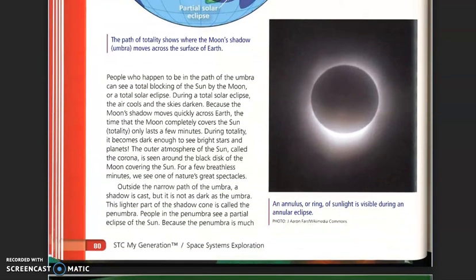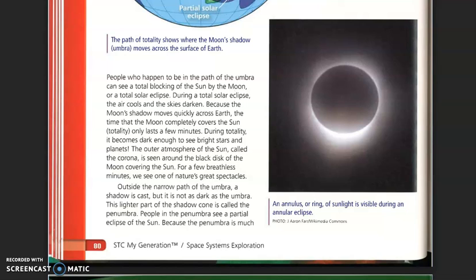People who happen to be in the path of the umbra can see a total blocking of the sun by the moon, or a total solar eclipse. During a total solar eclipse, the air cools and the skies darken. Because the moon's shadow moves quickly across Earth, the time that the moon completely covers the sun, or totality, only lasts a few minutes. During totality, it becomes dark enough to see bright stars and planets. The outer atmosphere of the sun, called the corona, is seen around the black disk of the moon covering the sun. For a few breathless minutes, we see one of nature's greatest spectacles.